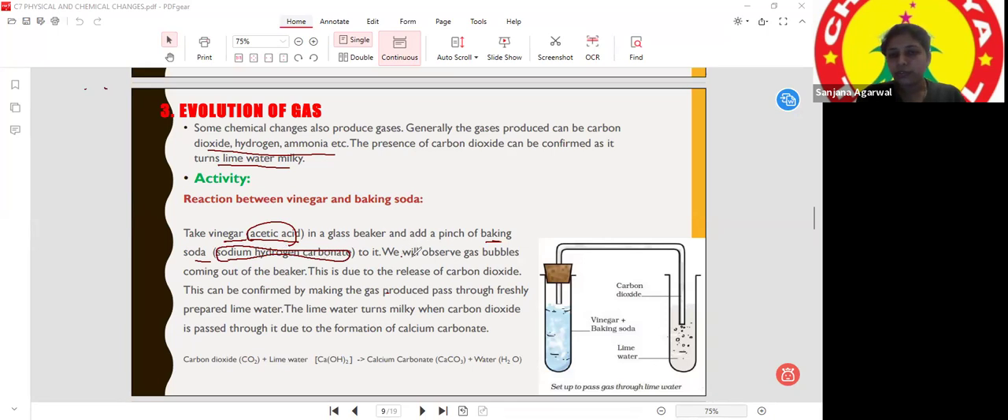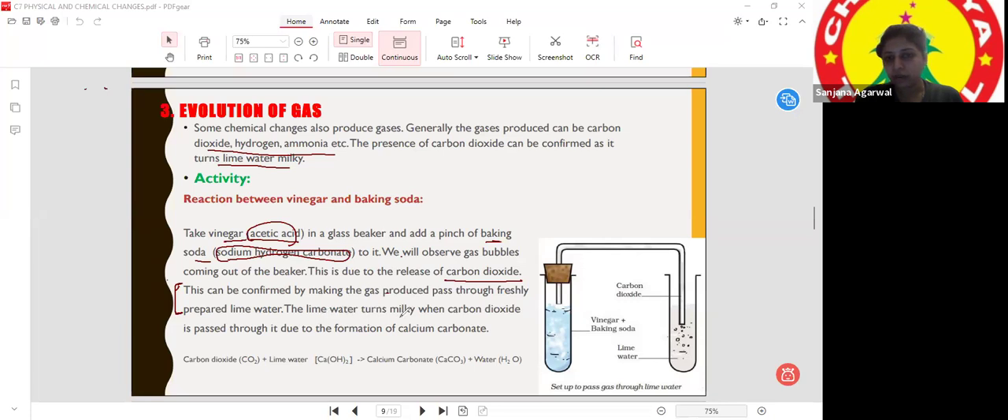Okay. What will you observe? You will observe gas bubbles coming out of the beaker. This is due to the release of carbon dioxide gas only. And this can be confirmed by passing the gas produced through freshly prepared lime water. This is just the method to confirm that it is carbon dioxide gas. After this class, if you are free, it will hardly take 5 minutes to try this activity, and you can capture a picture after performing.